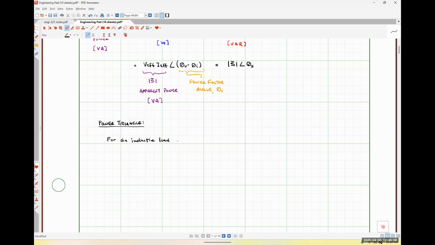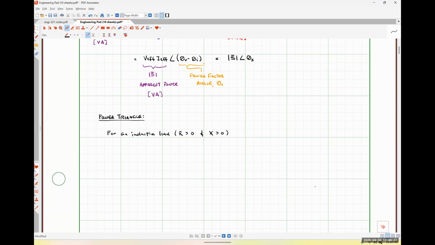And so I want to quantify what I mean by an inductive load by saying that our resistance R needs to be positive and our reactance X also needs to be a positive quantity, okay? So for a load that meets those specifications, meaning that it has some resistance and some inductance, our power triangle would look something akin to this, okay?